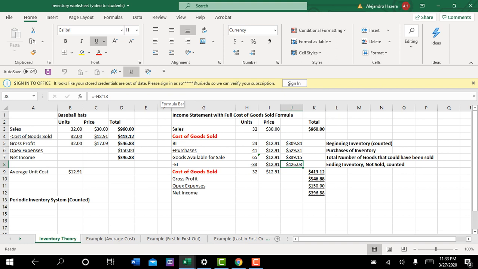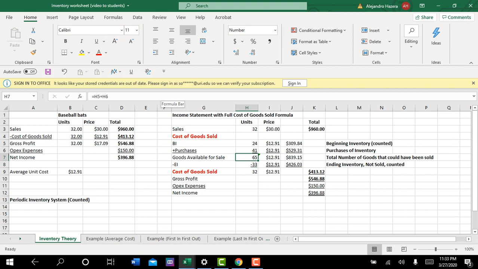$426.03. And keep in mind that this is counted. Once again, we know we could have sold those. We come to the end of the period, we count 33. We know we did not sell 33. Now just by basic logic, if you did not sell 33, which were worth $426.03, that means that anything that is no longer there, you did sell. And the items you did sell are your cost of goods sold.